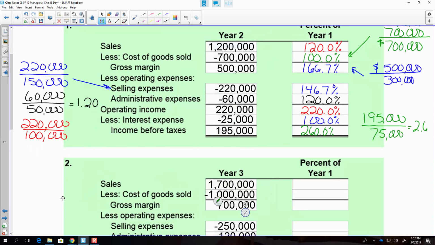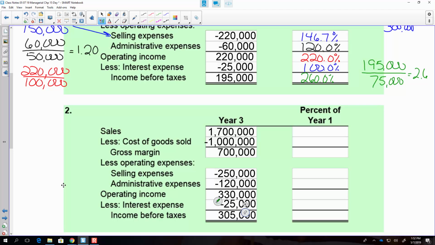Okay, cool. Now, obviously, you could do the same thing with year 3. We would take again our base year, let me switch colors, 1.7 million. But we divide by our year 1 base year. We don't go to year 2. That's 1.7, or from base year 1, we'd be at 170% of base year 1. Let's just do one more here. 1 million for cost of sales. Base year, our cost of sales was 700,000.